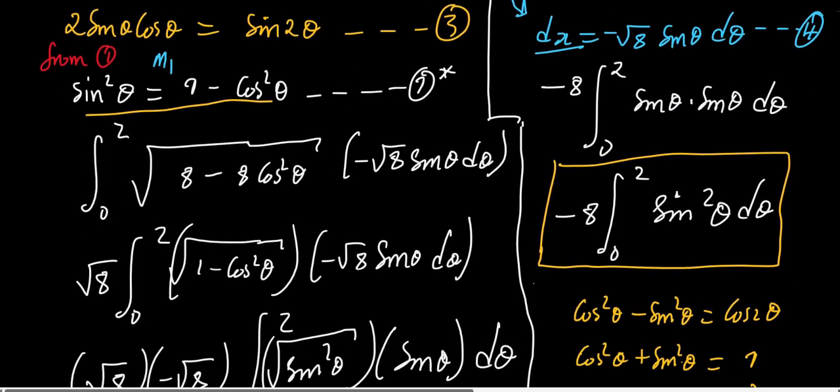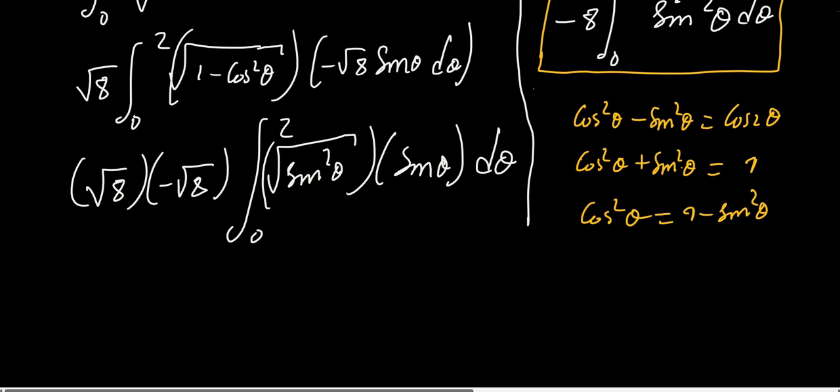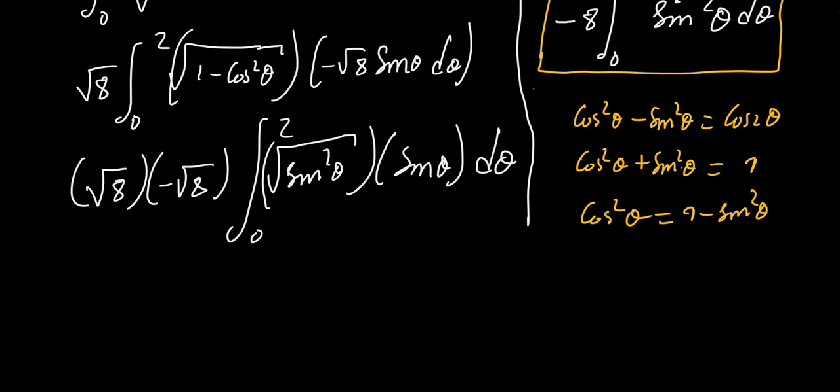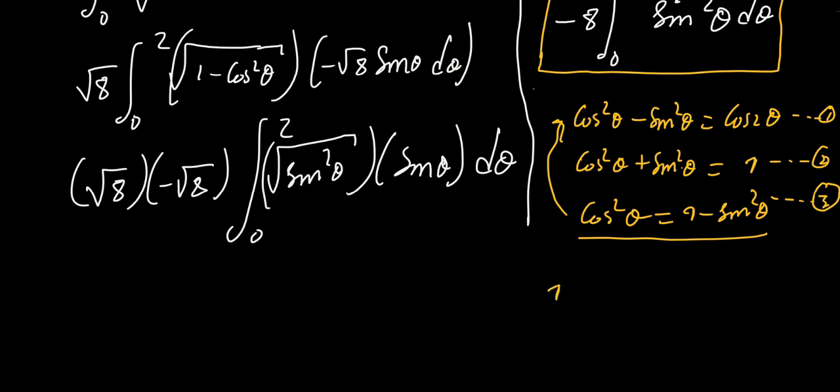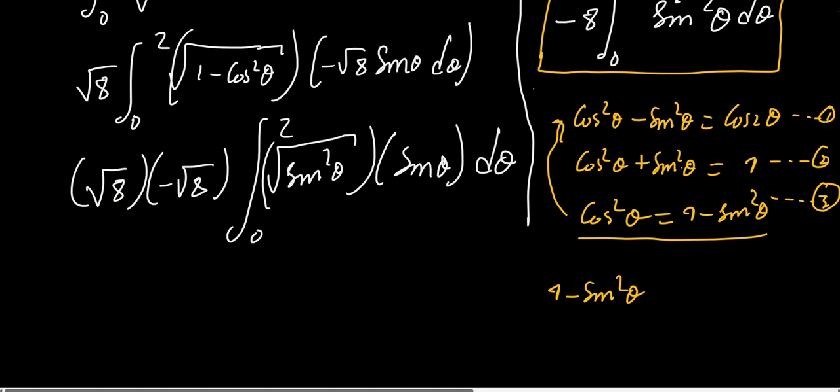So it's still the same application, and having cos squared theta to be 1 minus sine squared theta, we are going to substitute this equation 3 in equation 1. So if we call this equation 1, we call this equation 2, and we call this equation 3. If we say equation 3 in equation 1, the whole idea is that we can remove the cos square theta here. So we are going to have cos square theta is 1 minus sine square theta, and this will be minus sine square theta to be equals to cos 2 theta.